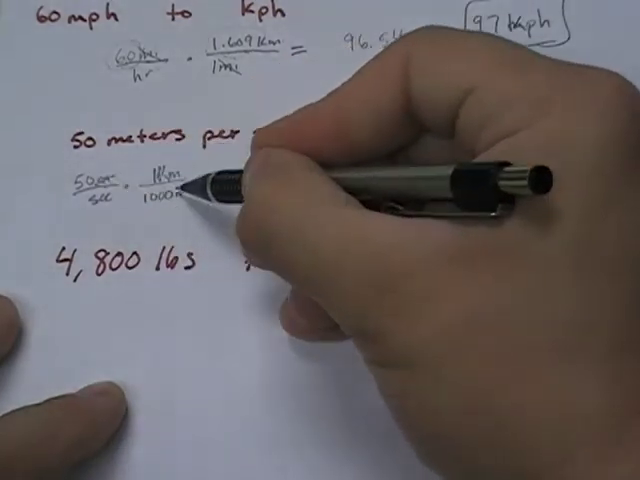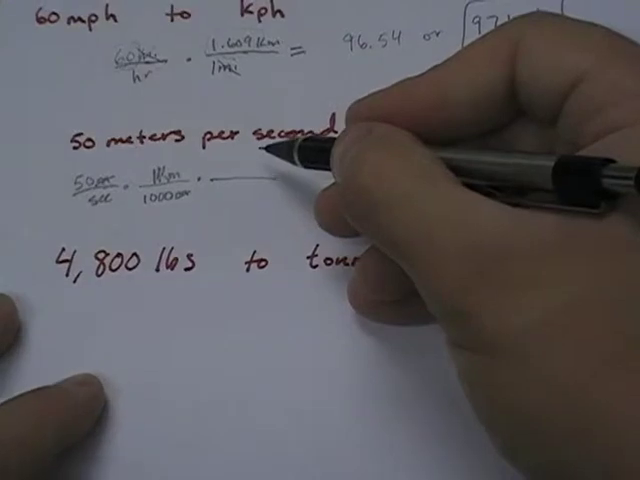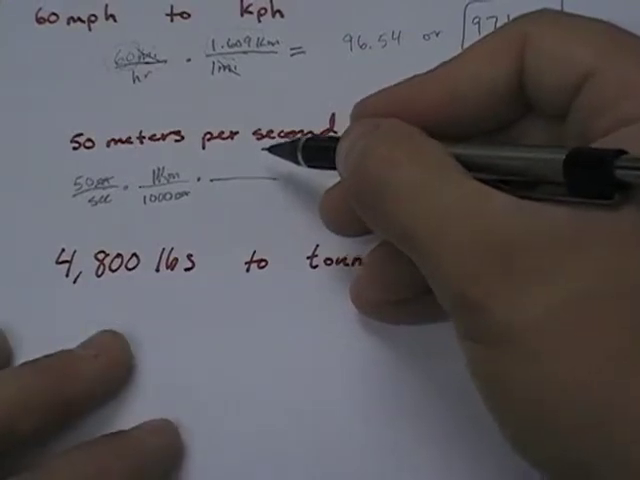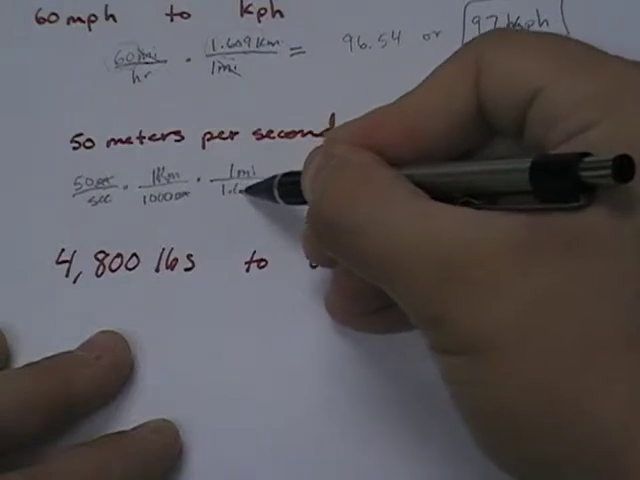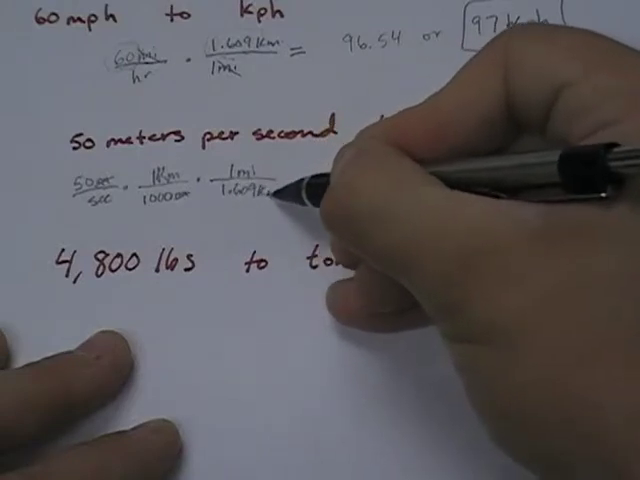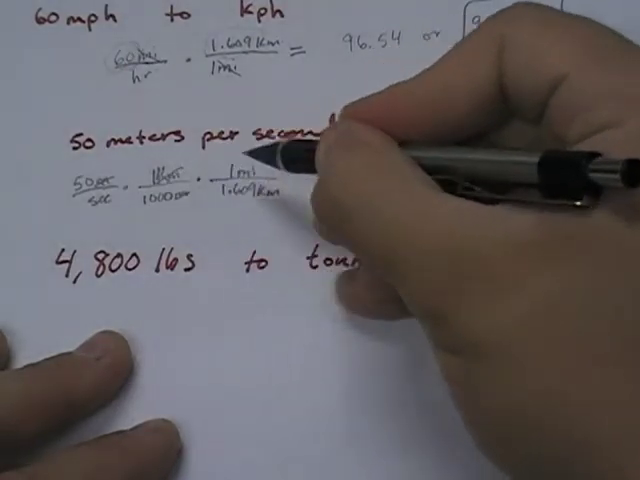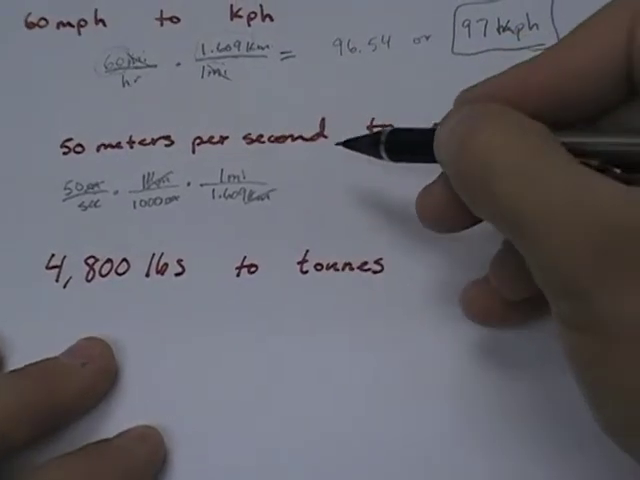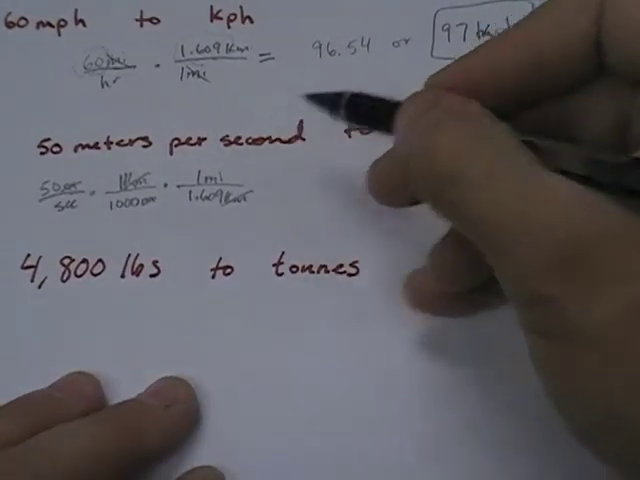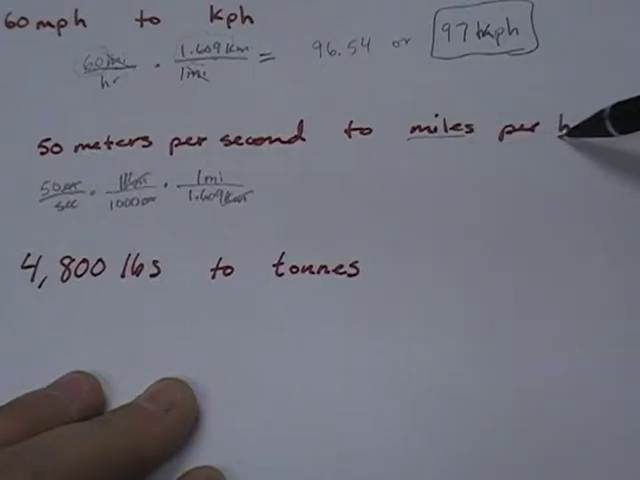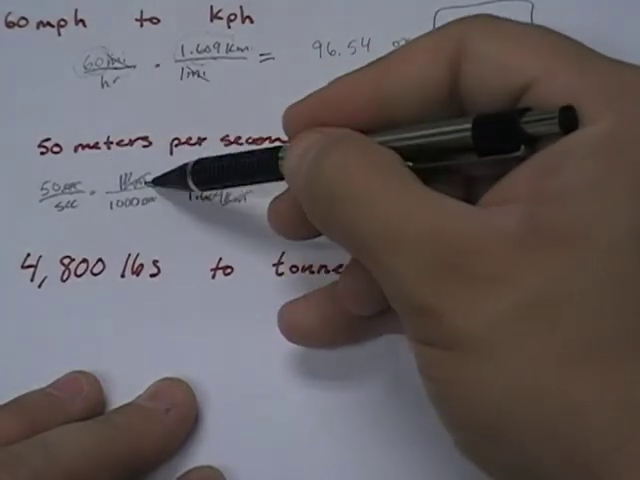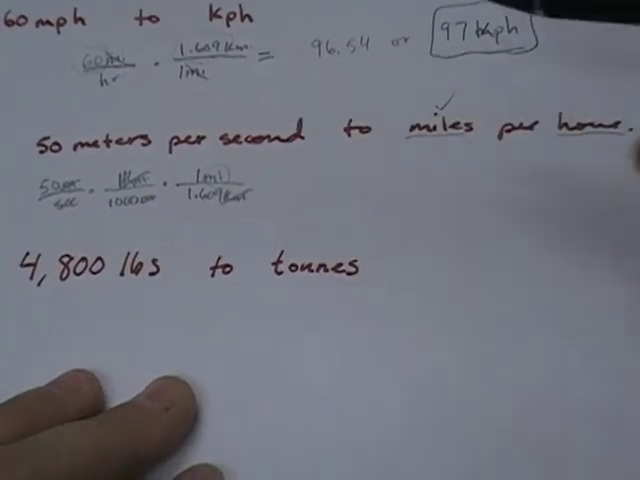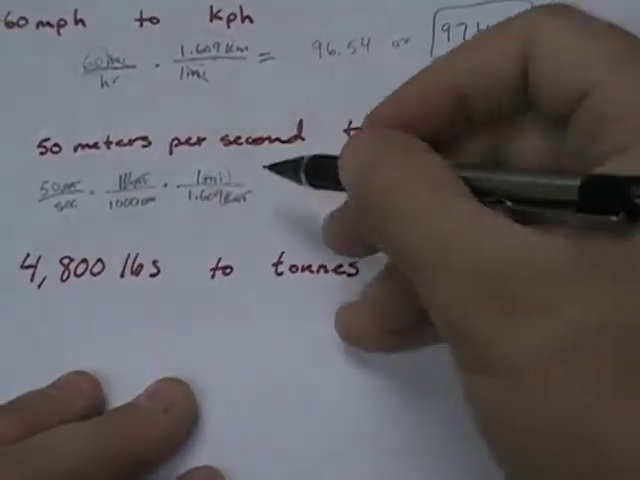So meters cancel. And I know that there's 1 mile in 1.609 kilometers. So kilometers cancels. So right now, what do I want? I want miles per hour. I've got miles. So I've worked with the top unit until I got miles. Stop. Now I need to work with the bottom unit.